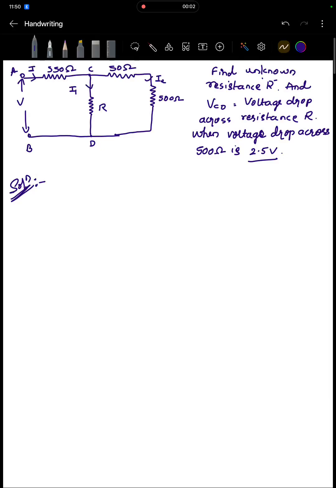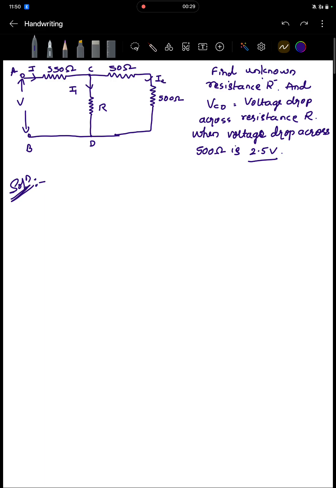Hi, good morning everyone. In this video, I am going to explain how to find out the unknown resistance by taking one example. Here, this is the circuit diagram where the resistances are connected in series parallel combination and voltage V is applied across points A and B.